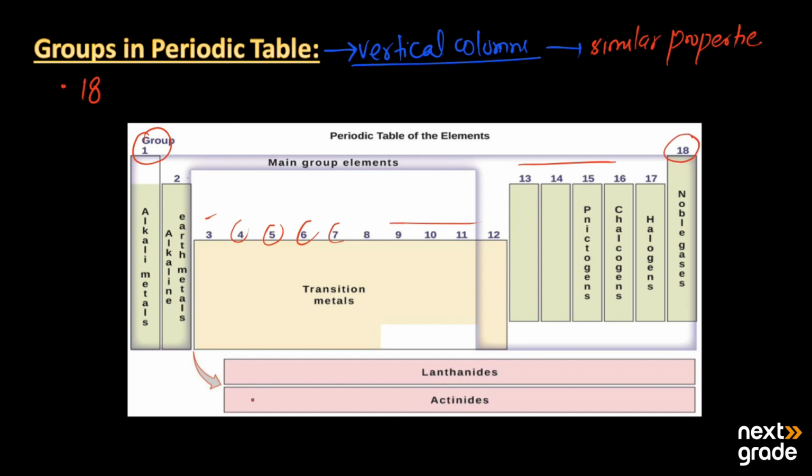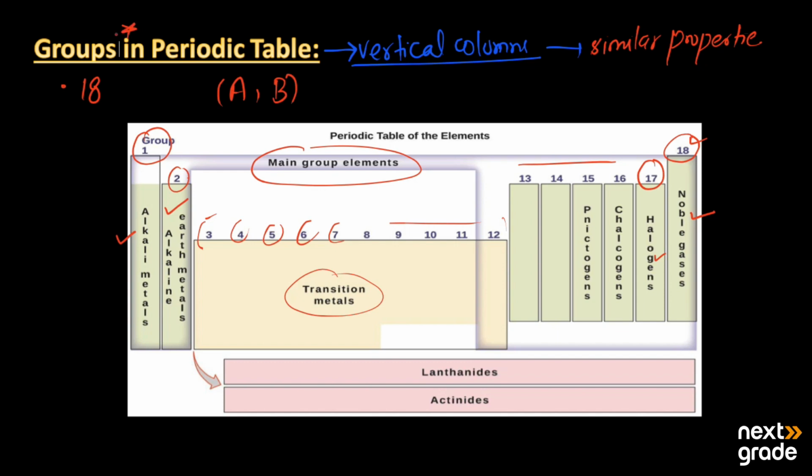And some groups have been given names. For example, group 1 is known as the alkali metals, and group 2 is known as the alkaline earth metals. From group 3 to 12 we have the transition metals. Then the group 17 elements are known as the halogens, and group 18 is known as the noble gases. They have also been classified as group A and group B. The group A elements are known as the main group elements, and the group B are known as the transition elements. So this is a simple overview about the groups of the elements in the periodic table.